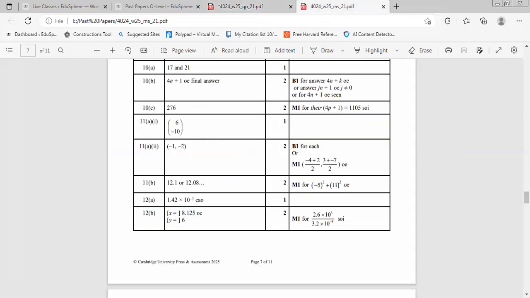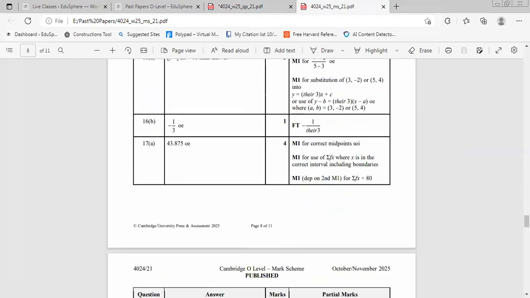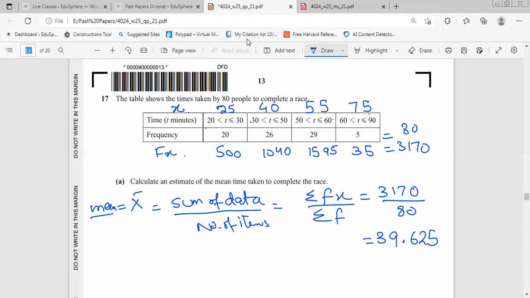Now look at the answer key. The answer is given as 43. Let me quickly confirm the value. Let me check if I have mistakenly multiplied. Okay, maybe if I add it, let me just quickly check and confirm it.